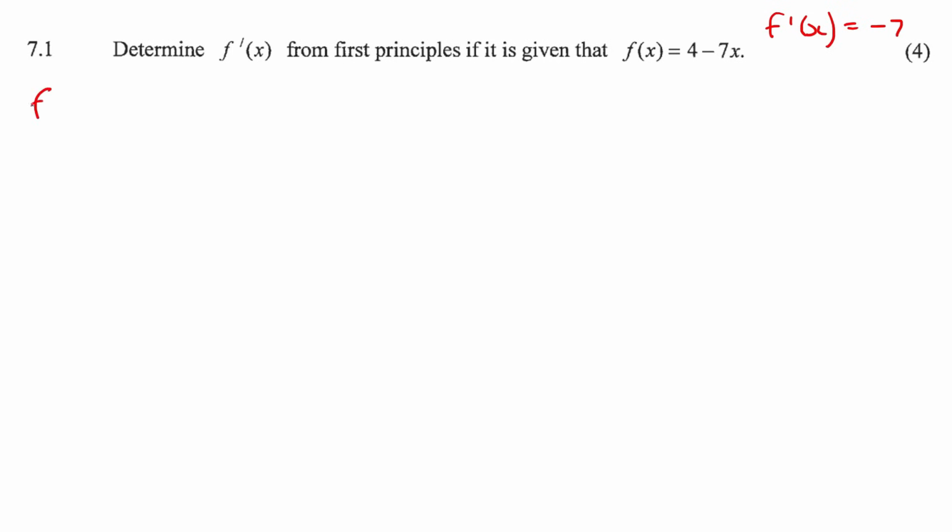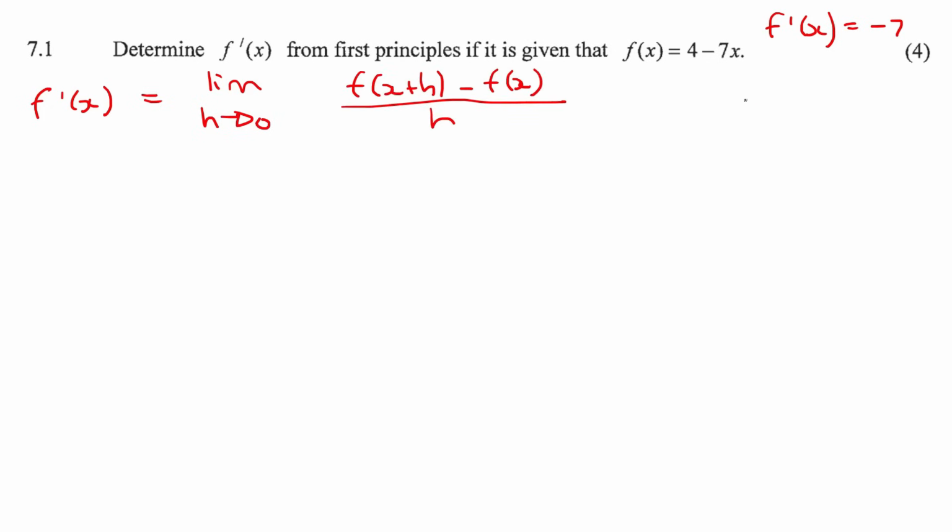So we know that to find the first derivative using first principles, we have to use this formula, which is f of x plus h minus f of x over h. Okay, now remember that f of x plus h just means that you take this expression and you replace the x with x plus h. Okay, so let's go fill in the formula now. Here I was just showing you how it works.